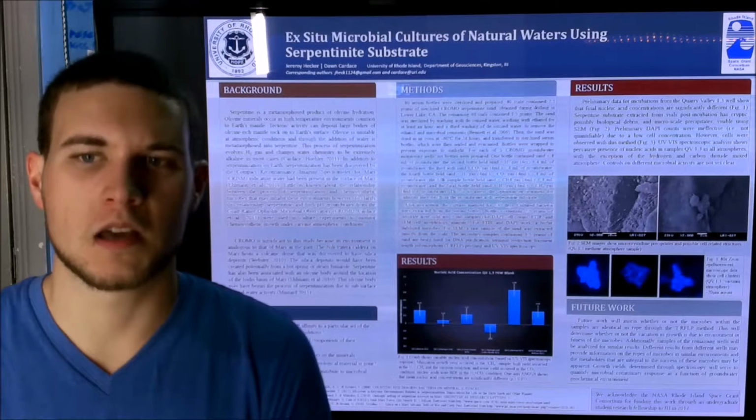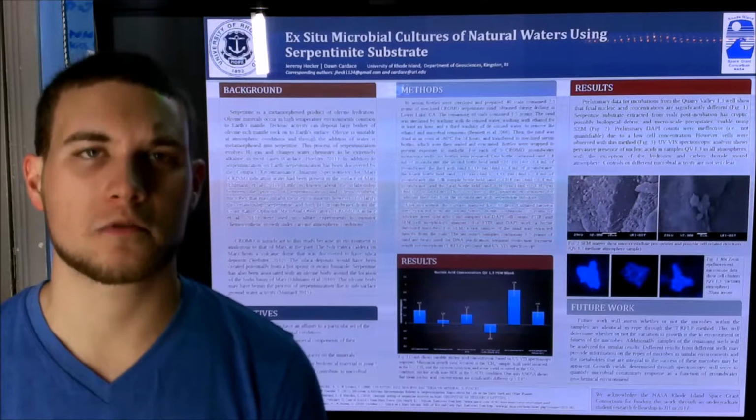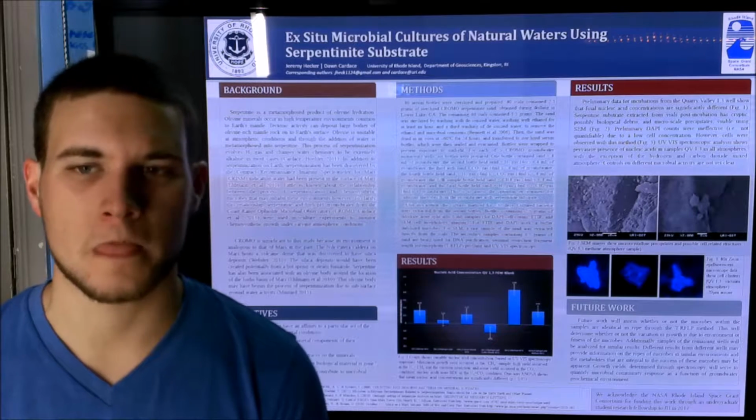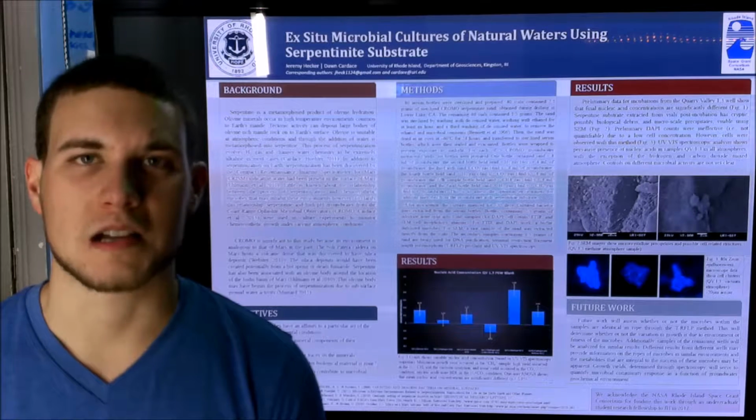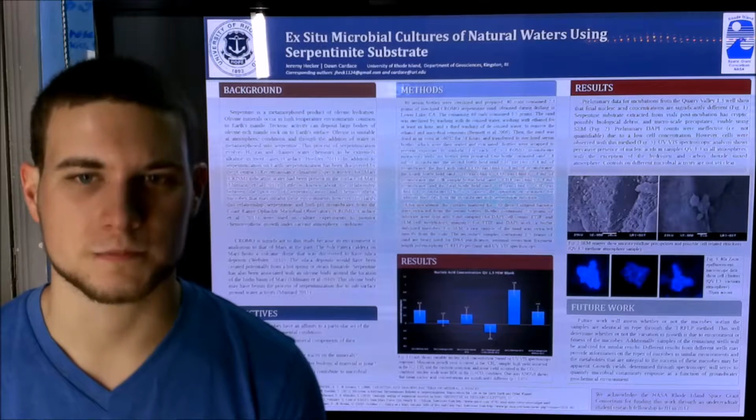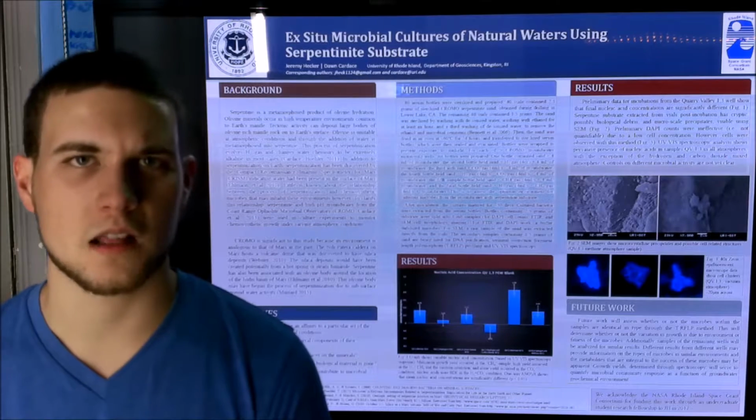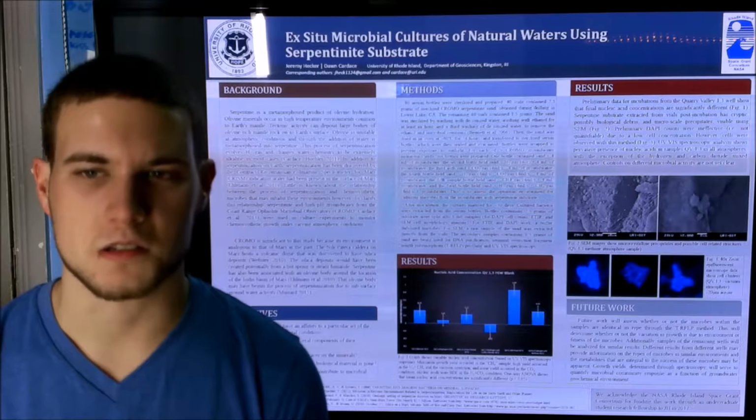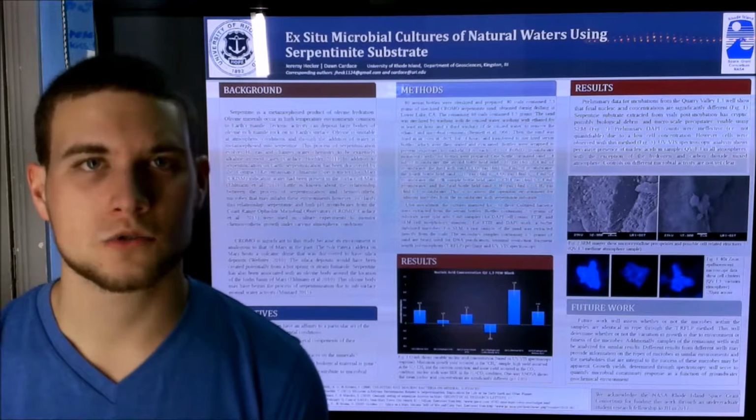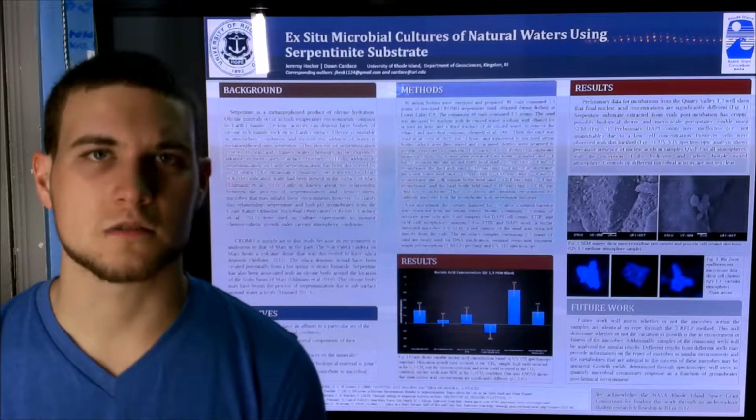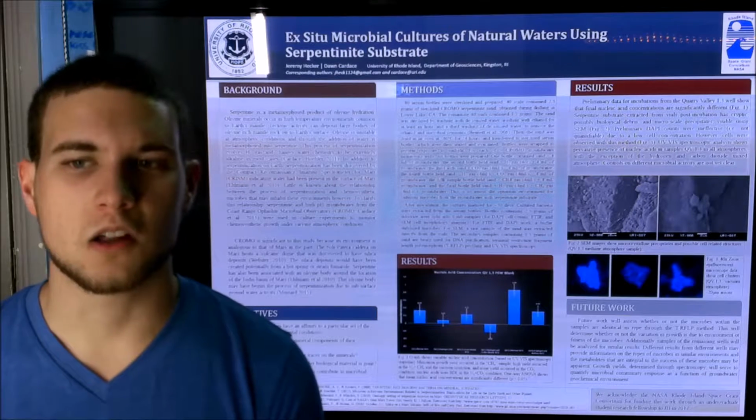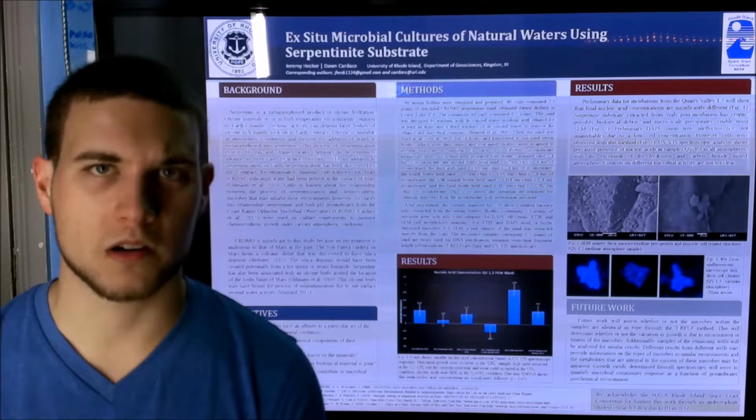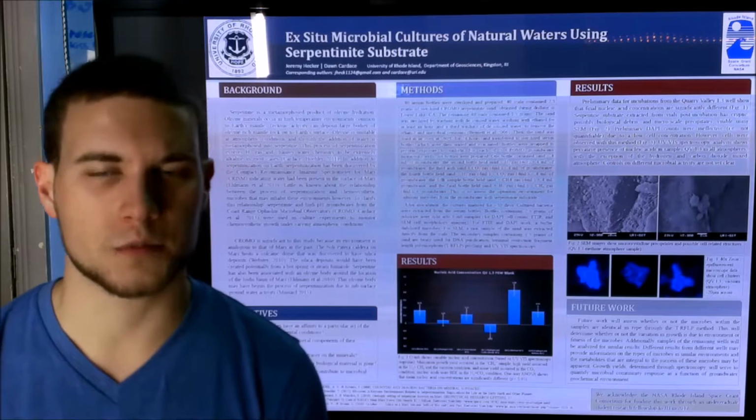My project today is in situ microbial cultures of natural groundwaters using a serpentine substrate. The mineral serpentine is a metamorphosed product of olivine hydration. Olivine is a common mineral to Earth's mantle. Sometimes through tectonic forces, that olivine can be uplifted through Earth's crust and deposited onto the surface. An example of this is at the Coast Range Ophiolite at the McLaughlin Reserve in Northern California. The olivine has reacted with the groundwater in this location to create the mineral serpentine.